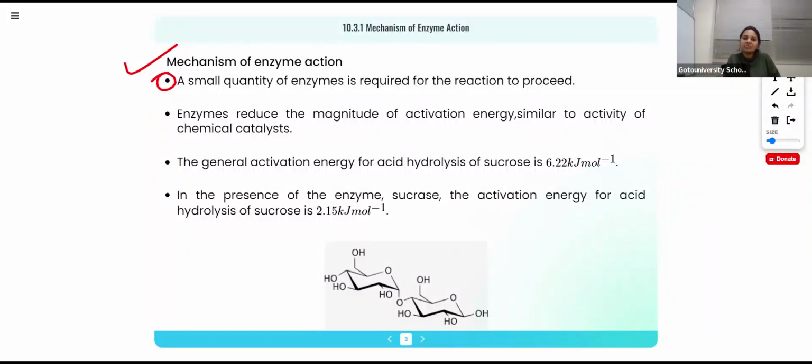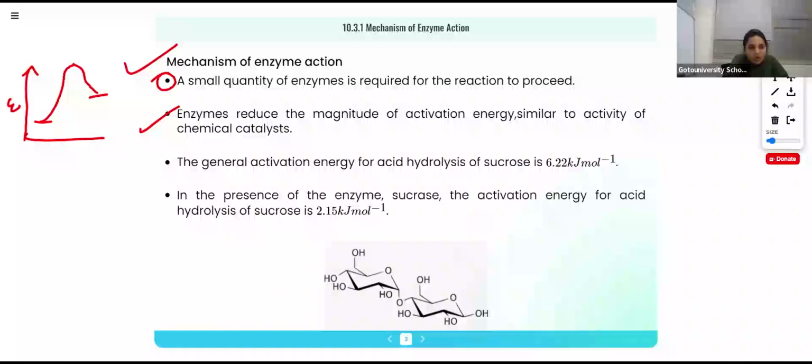Enzymes reduce the magnitude of activation energy, similar to the activity of chemical catalysis. You remember this? You know this diagram? Suppose in a chemical reaction, this is the reactant, this is the product. This is the energy axis. In a particular reaction, reactants are converting into products. Okay, understood. Then what will happen? The reactants are converting into products like this.